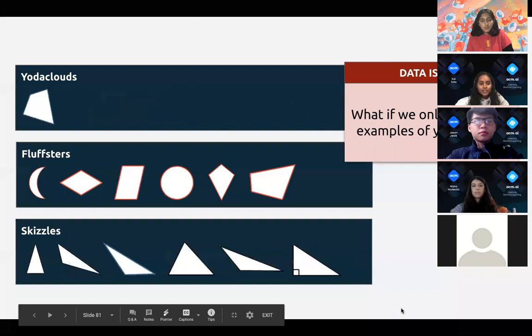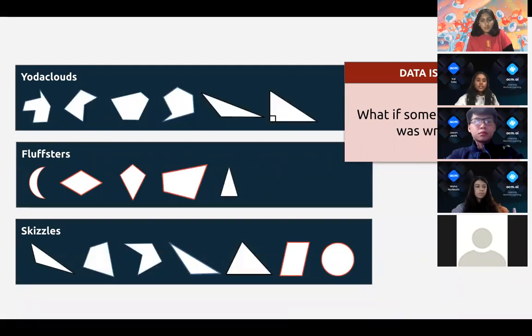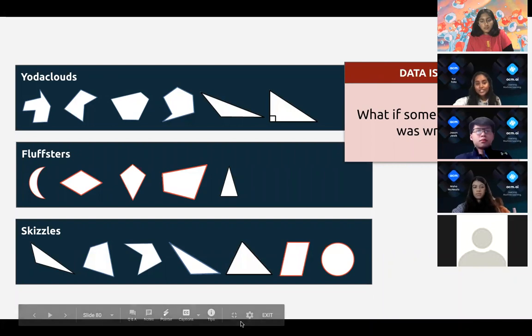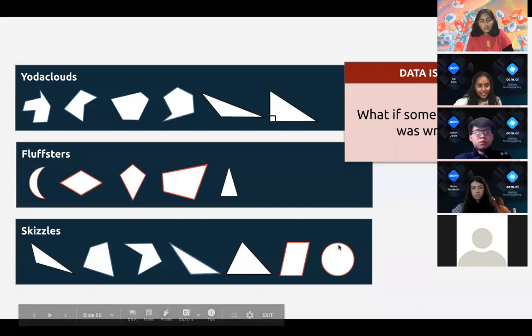Now let's talk about some issues with data. What if some of the data was wrong? What if we gave our AI wrong data to train with? In the example of our Digikiki, if we looked at our Yoda clouds category, the last two are actually Skizzles, and in our Skizzles category, the last two are actually Fluffsters. So what would happen if this was the case?